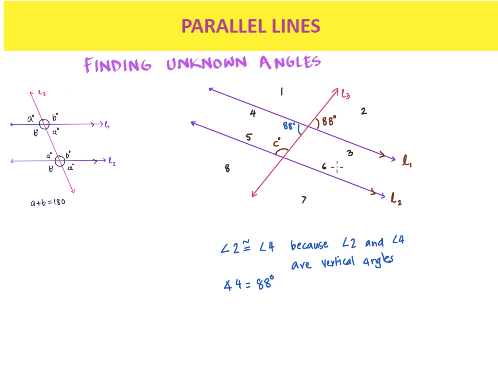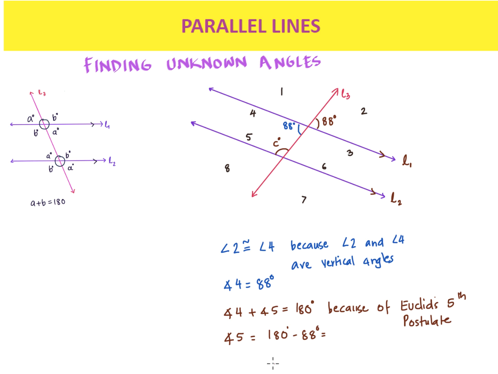Now we know the relationship between angle 4 and angle 5. They are supplementary angles because of Euclid's fifth postulate. So they must add up to 180 degrees. So let's write that down. Measure angle 4 plus measure angle 5 equals 180 degrees because of Euclid's fifth postulate. So we can easily figure out measure angle 5 because that is just 180 degrees minus 88 degrees, and that is equal to 92 degrees. So C must be equal to 92.